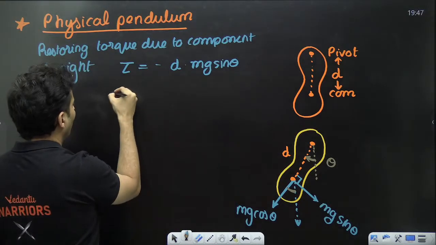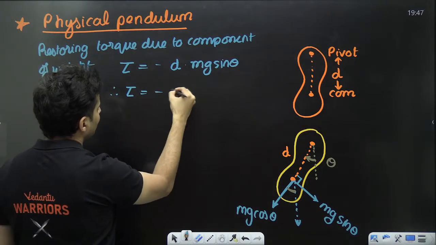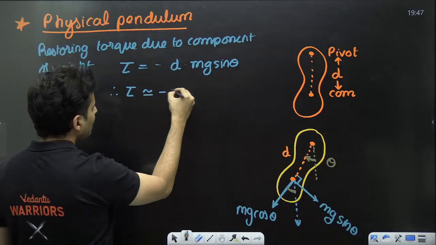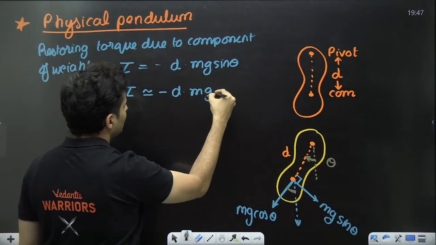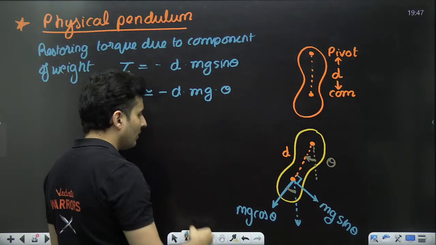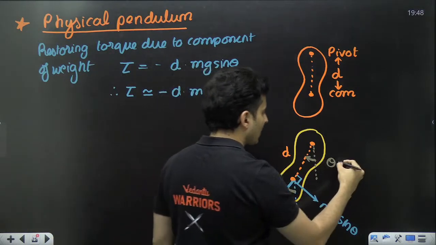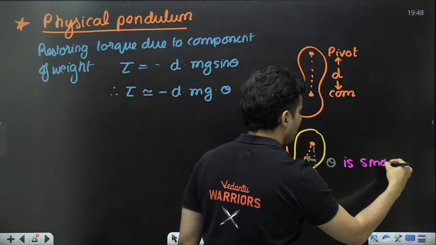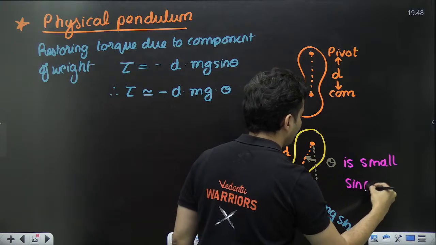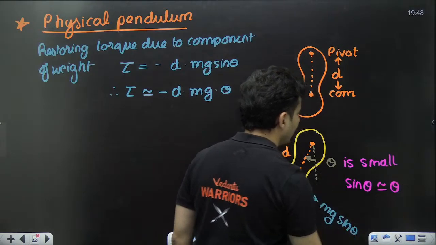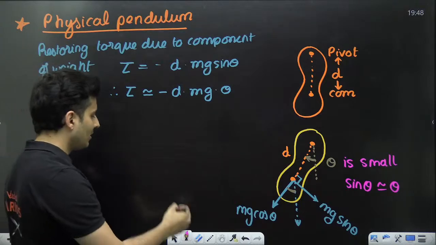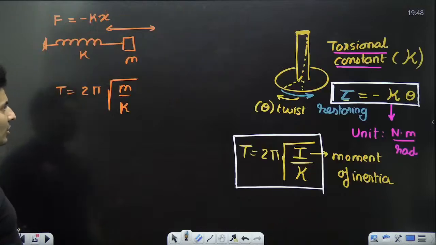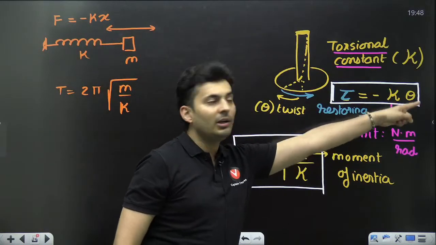But if theta is small, then instead of equal to, I can approximately say it is minus d mg into theta, because of small angle approximation. If theta is small, then sine of theta is approximately theta. That's the standard approximation. Great. Now you can see torque is proportional to minus theta. Torque is something into minus theta.